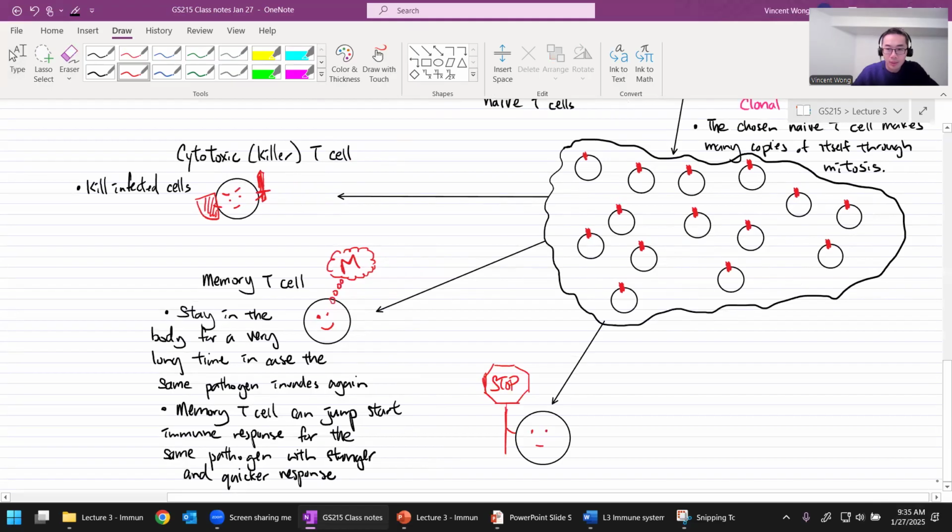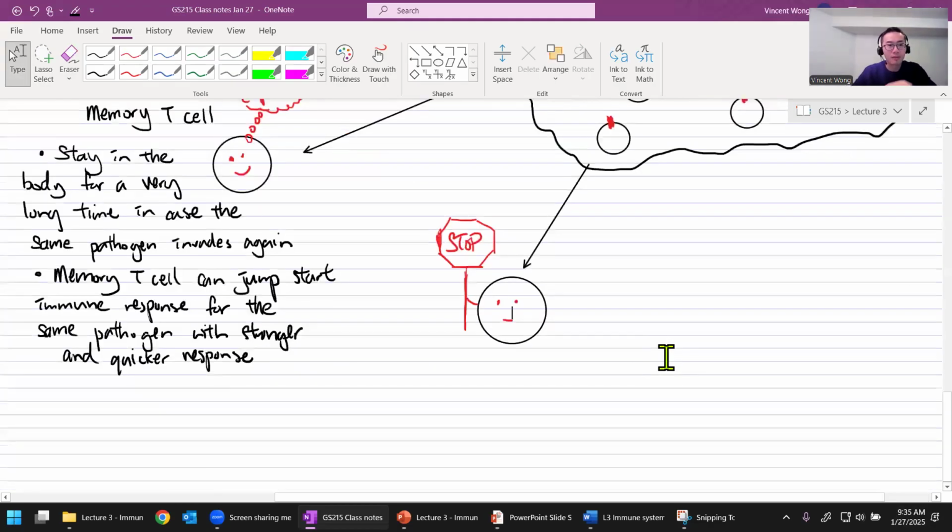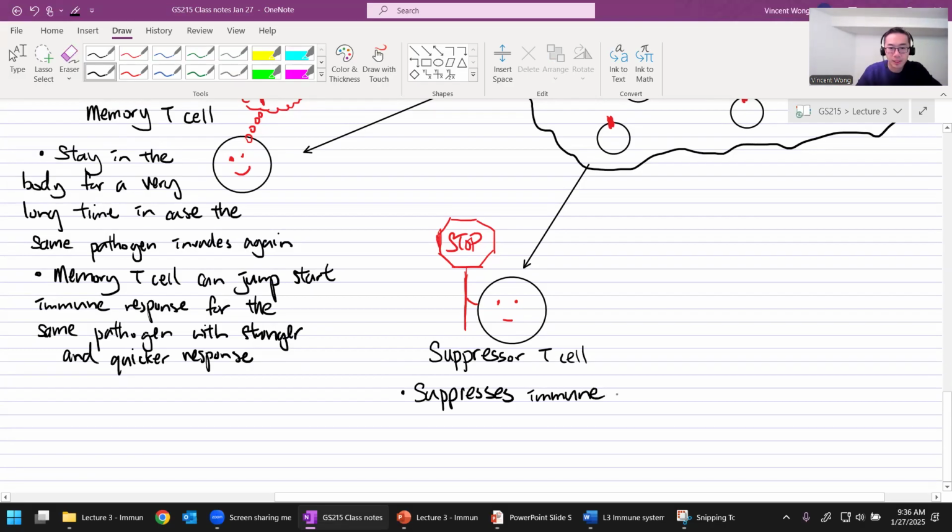We don't need to stop this yet, but eventually we will have to. This is called a suppressor T cell. And as the name implies, it is going to suppress. It's going to stop the immune response. Not now, but later, when you kill all the pathogens. Suppresses immune response when pathogens are cleared.